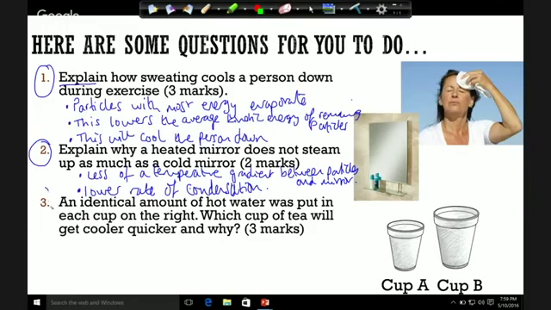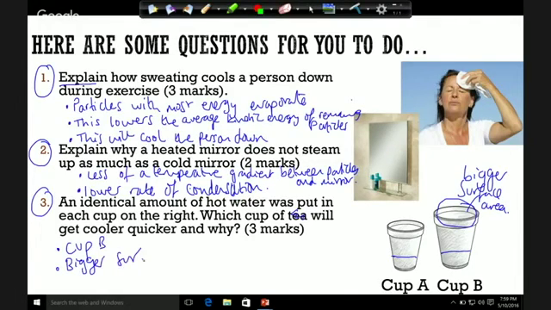Okay, and the final mark then, an identical amount of hot water was put in each cup on the right over here. So let's assume it's about that much. And then it says which cup of tea, or should have been water, will cool quicker and why. So if you look at both cups, the same amount of water is in, but this will have a bigger surface area for evaporation. Okay, so we can say that cup B for 1 mark will cool quicker because it has a bigger surface area. And finally, so it has a higher rate of evaporation.